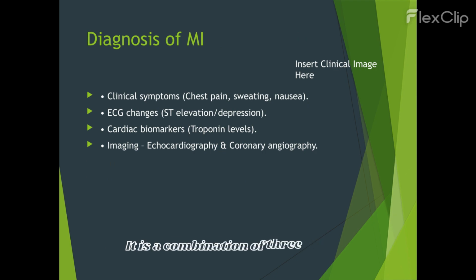It is a combination of three things. First, clinical symptoms like crushing chest pain, sweating, and nausea. Second, ECG changes that show us the electrical activity of the heart. Third, and very importantly for coders, cardiac biomarkers like troponin levels. When heart cells die, they release troponin into the blood, making it a definitive marker for an MI. Imaging like angiography may also be used to find the exact location of the blockage.